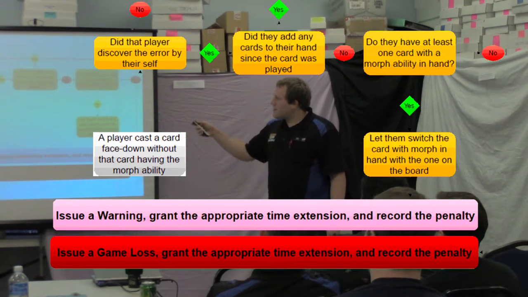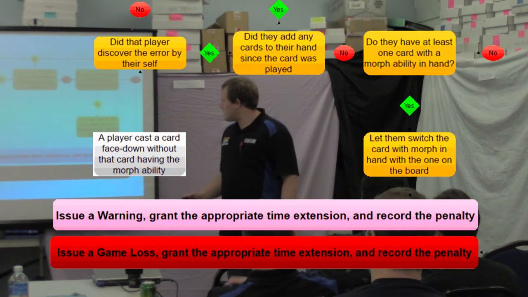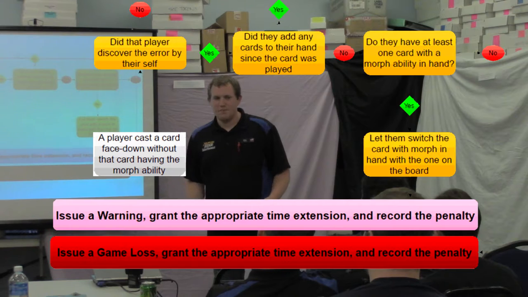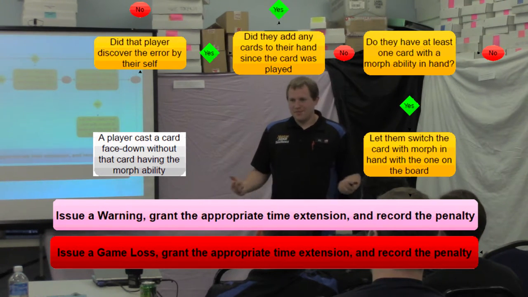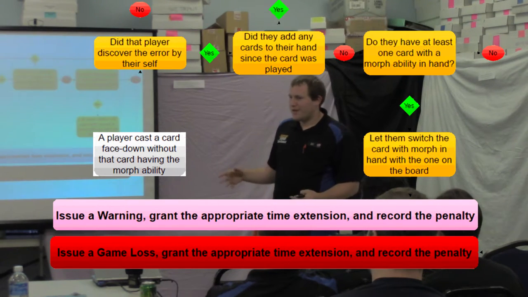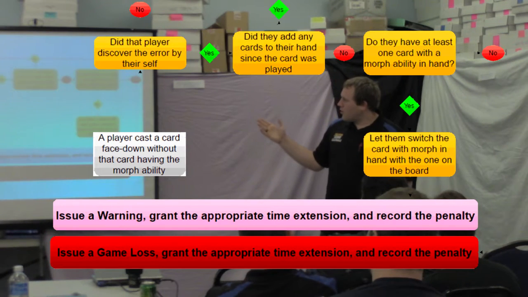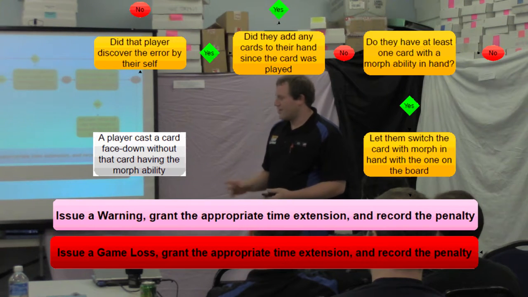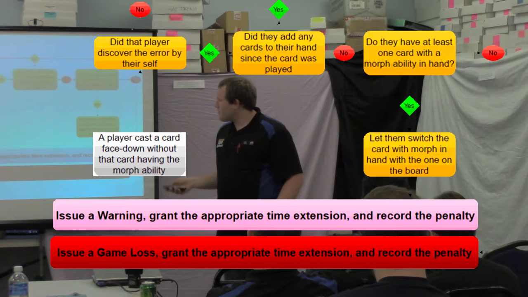So next, did they add any cards to their hand since the card was played? All right, sure. If they added anything to their hand, theoretically that could have been another morph card. We can't track where those cards have come from and stuff like that. So anything extra to their hand automatically puts us in bad territory. I should follow the other path first. So did the player discover the error by themselves?